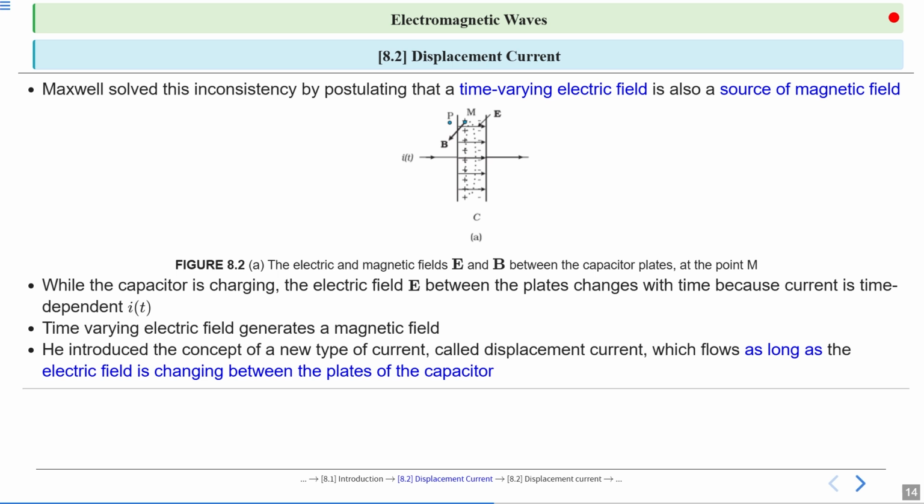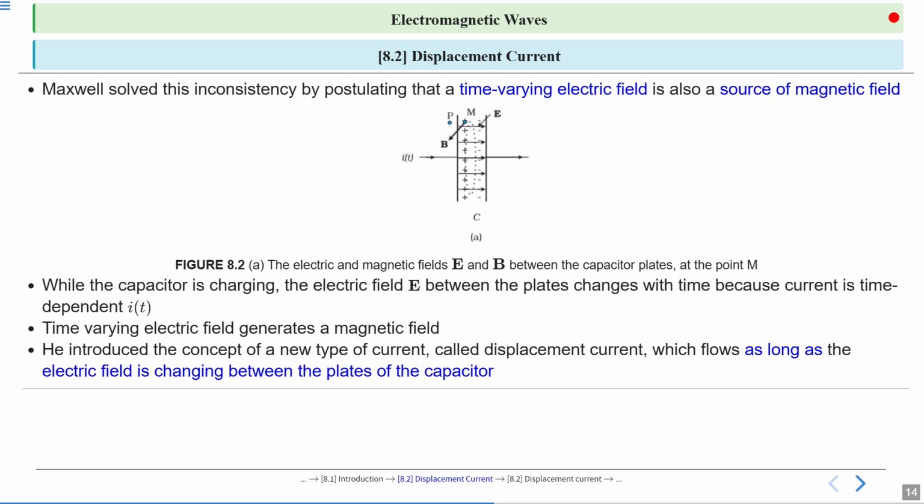He introduced the concept of a new type of current called displacement current, but it is not actually a current. It is a missing term that is named displacement current to bring consistency to Ampere's circuital law. It flows as long as the electric field is changing between the plates of the capacitor, that is, as long as the current is varying.